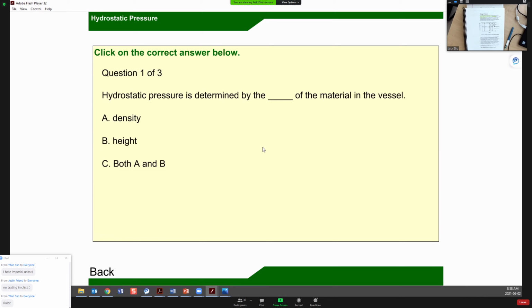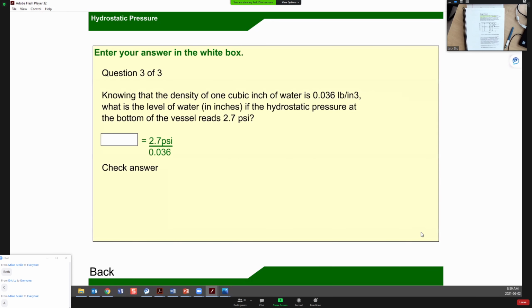So for this question, what are you going to choose? Both. That's right. A, it's the open one. You could do this calculation, or you don't have to. It doesn't matter, we're not going to ask you to do this calculation. 75. Yeah, you're correct.